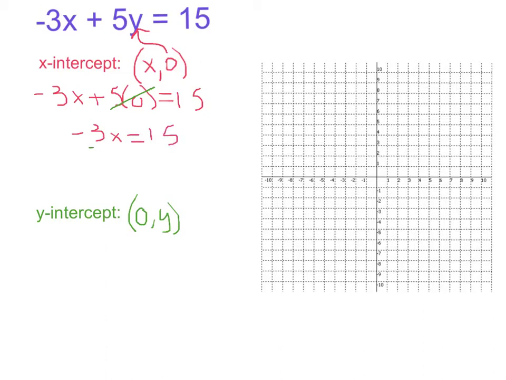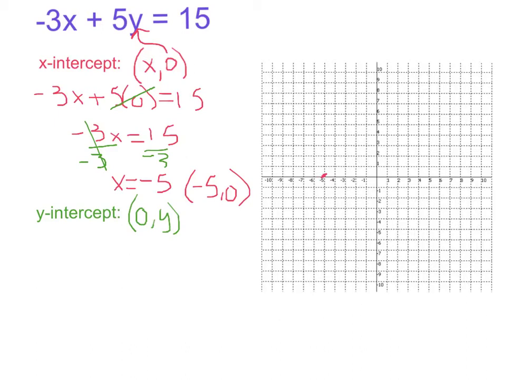And now I can just divide both sides by negative 3. So x equals negative 5, which means the x-intercept is at the point negative 5, 0. So I can plot that point at negative 5, 0.